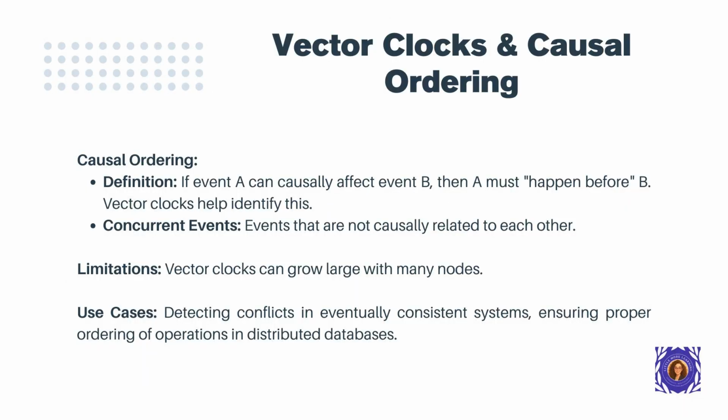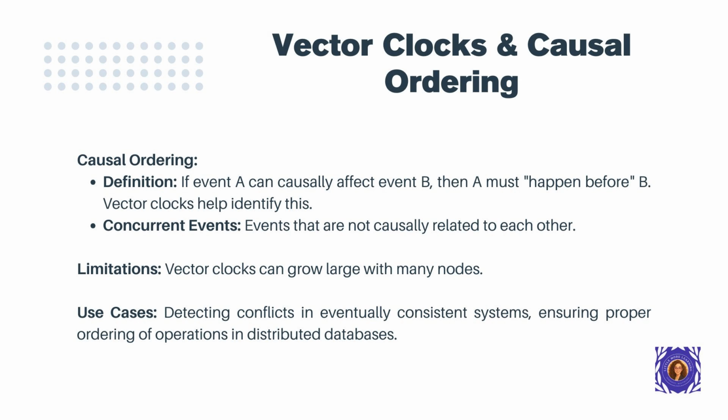The concept of causal ordering is central here. If event A can directly or indirectly influence event B, for instance, event A sends a message that subsequently triggers event B, then we can definitively say that A must happen before B in the causal order. Vector clocks are meticulously designed to reliably identify this happened-before relationship.